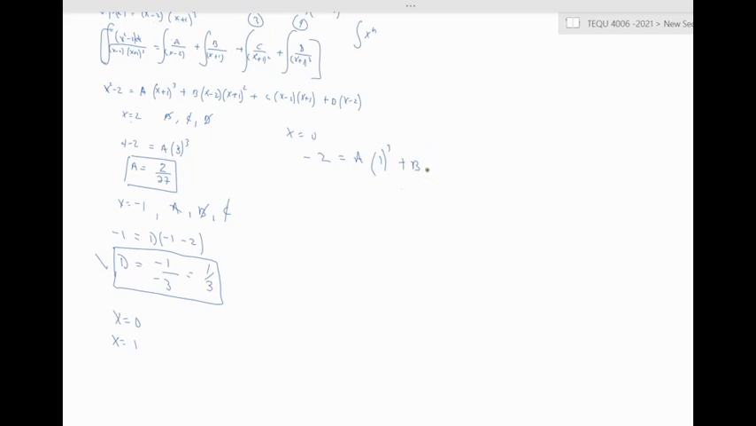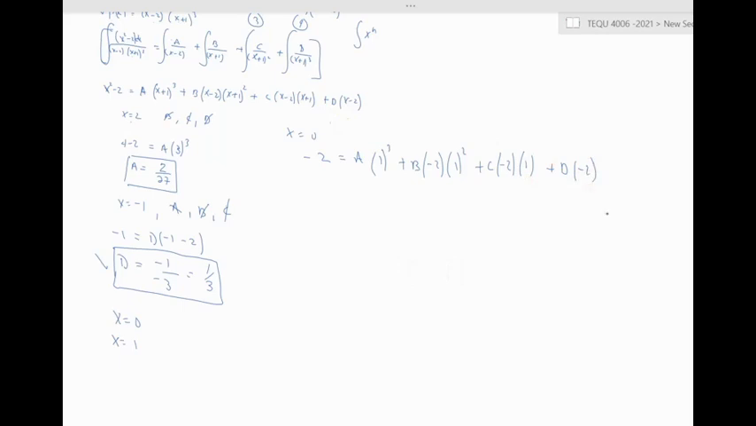Now here, when x is 0, that means minus 2. And that would be 1 squared plus c. And the c will be when x is 0, minus 2 plus 1. I mean, multiplied by 1, x plus 1, that would be 1, plus d multiplied by x, but x is 0, that would be minus 2.